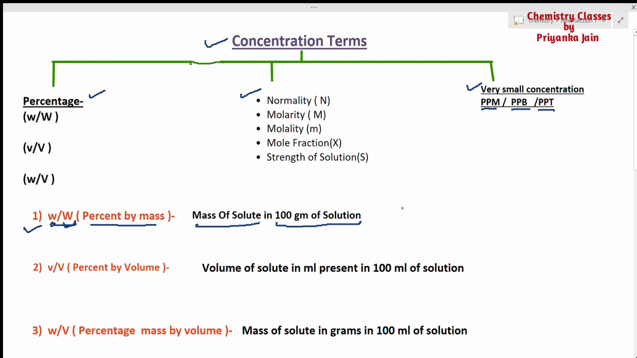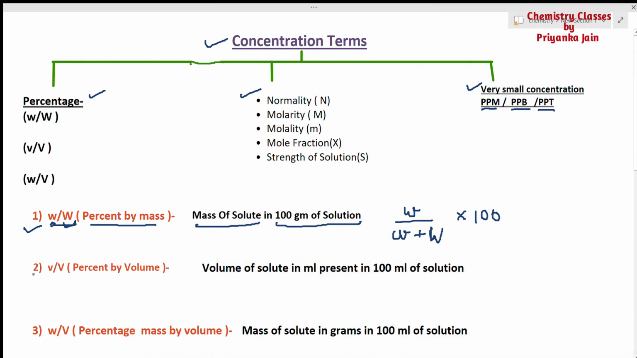For this, what is the formula? Just divide the weight of solute, which is small w, by the weight of the solution, which is capital W, and multiply it by 100, so that you get the percentage by mass.